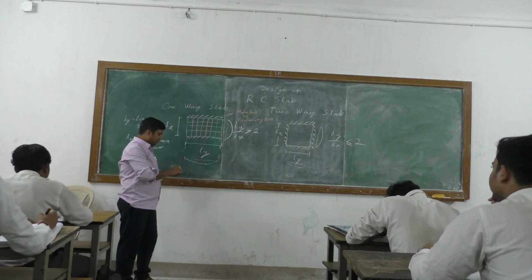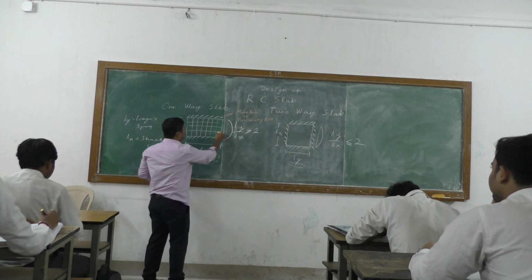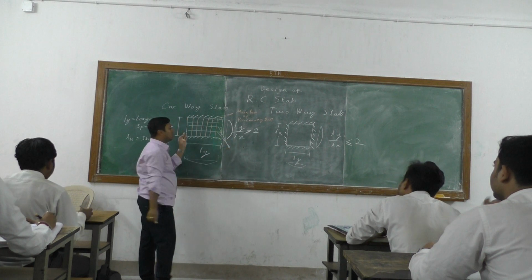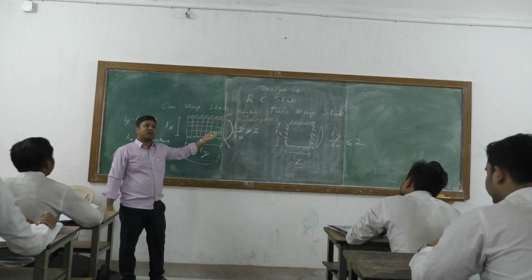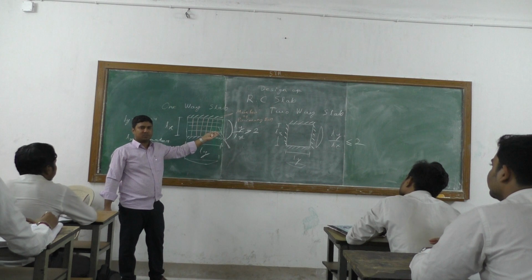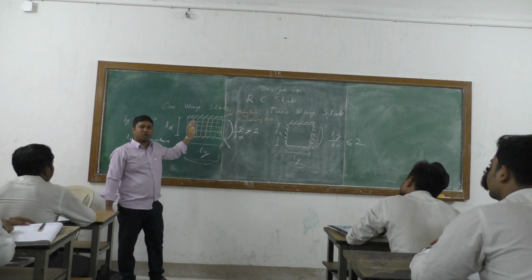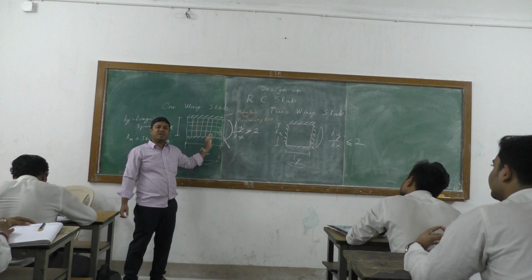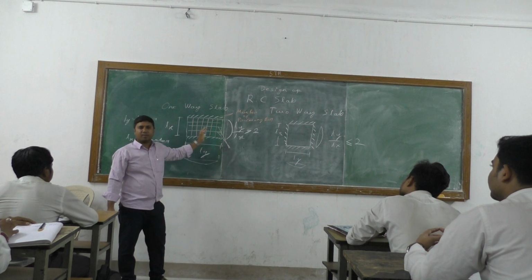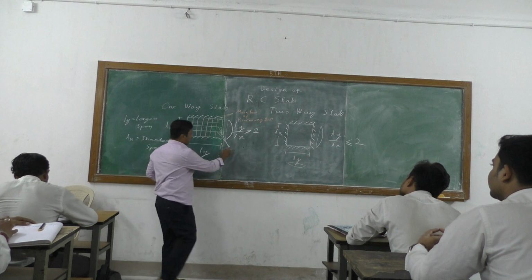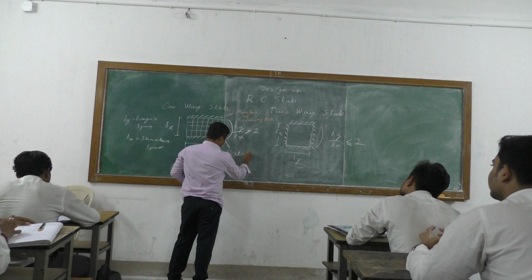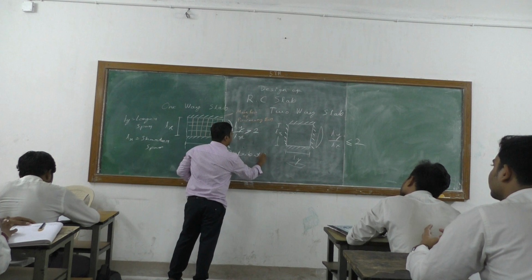In case of the bars along the longer direction, they are called distribution bars. They hardly contribute to the bending moment. The main resistance to the bending moment is taken care of by the primary bars, the main reinforcement. The others are called distribution bars.